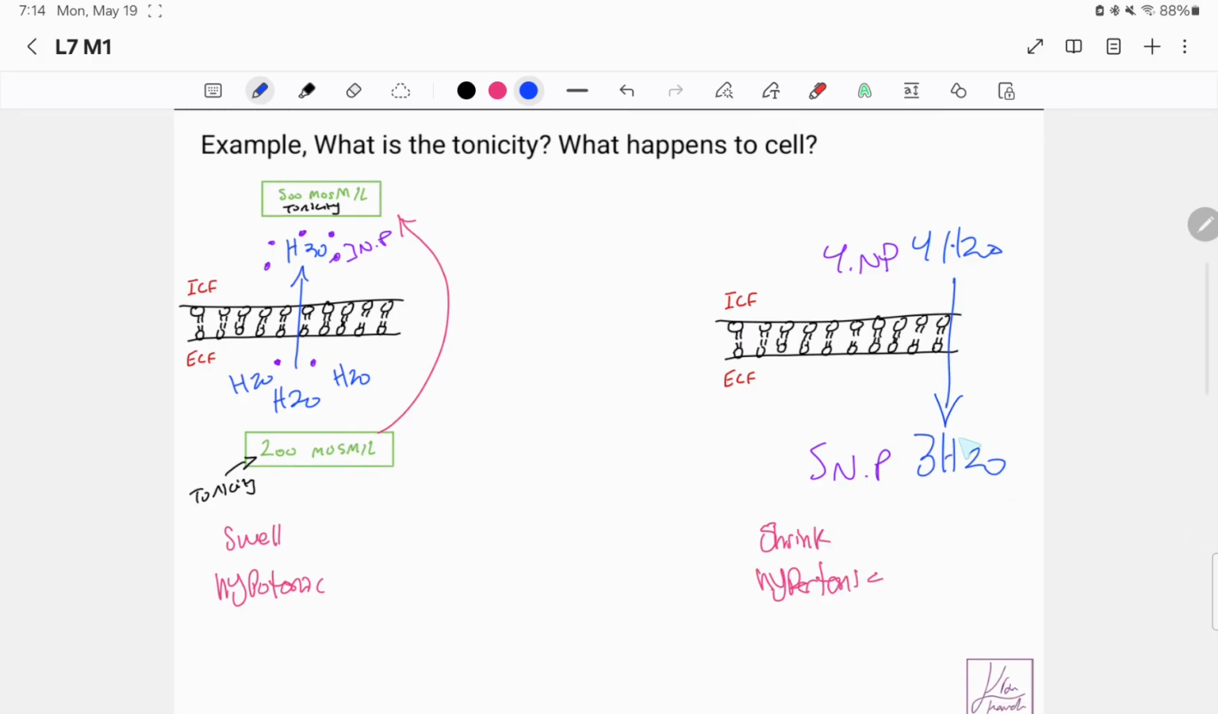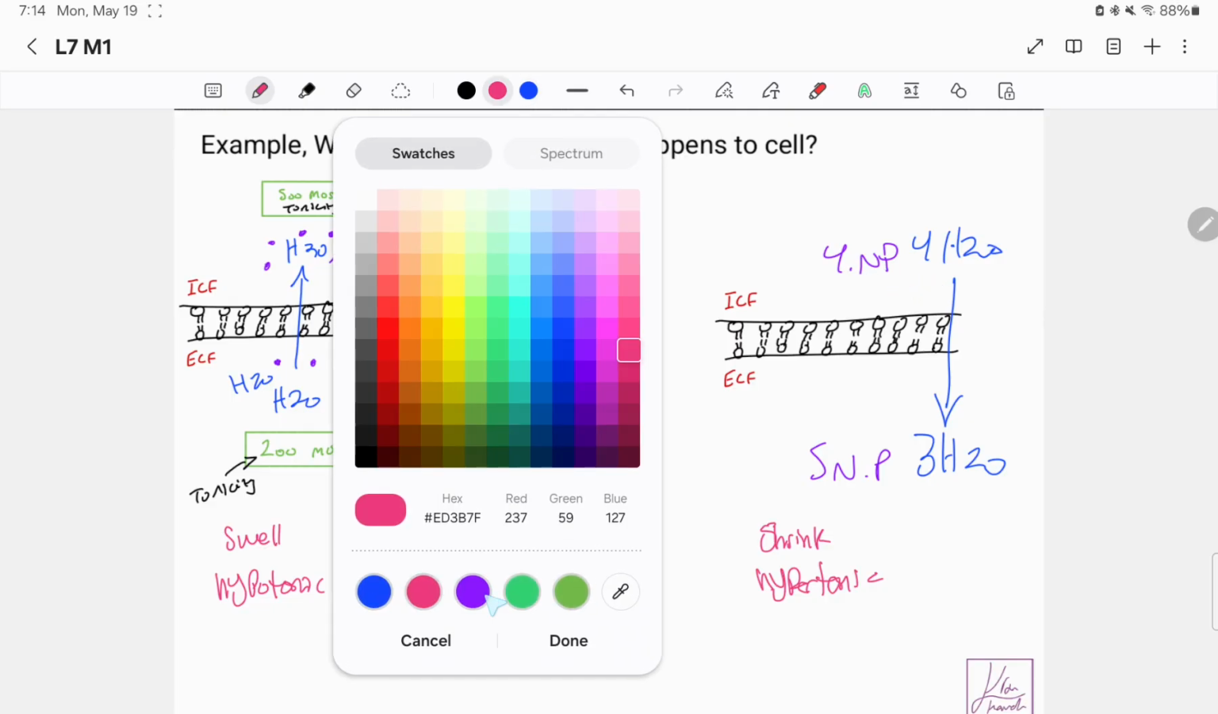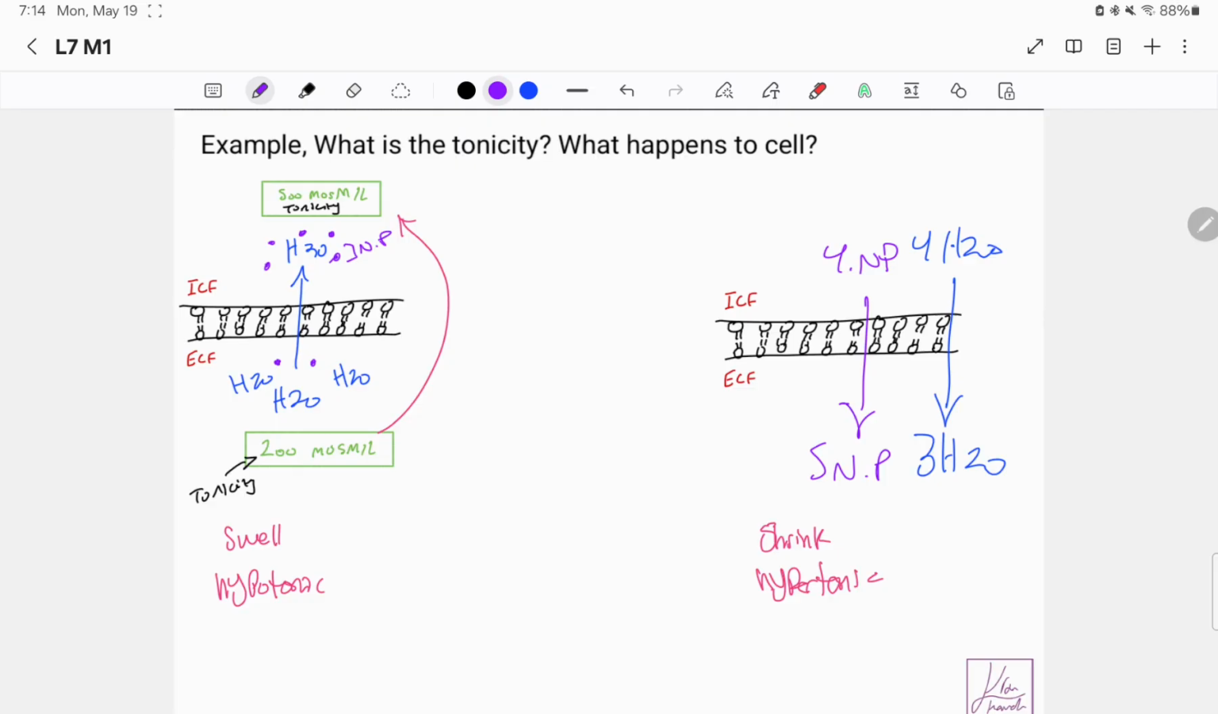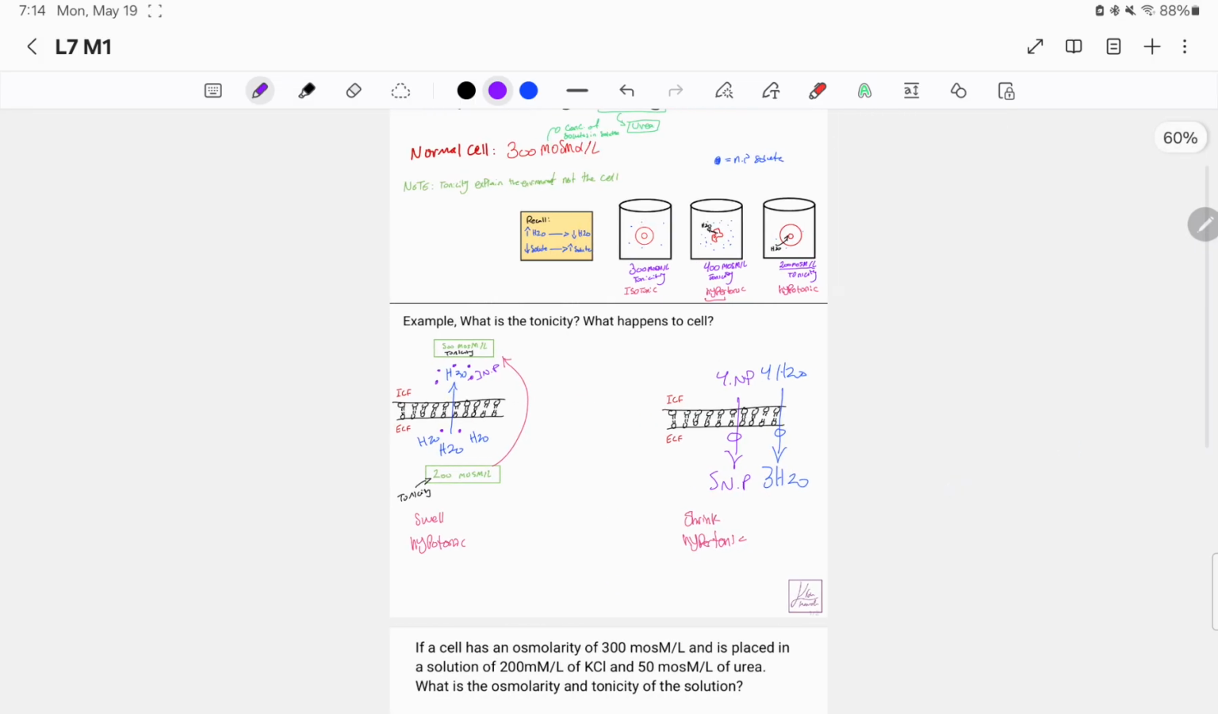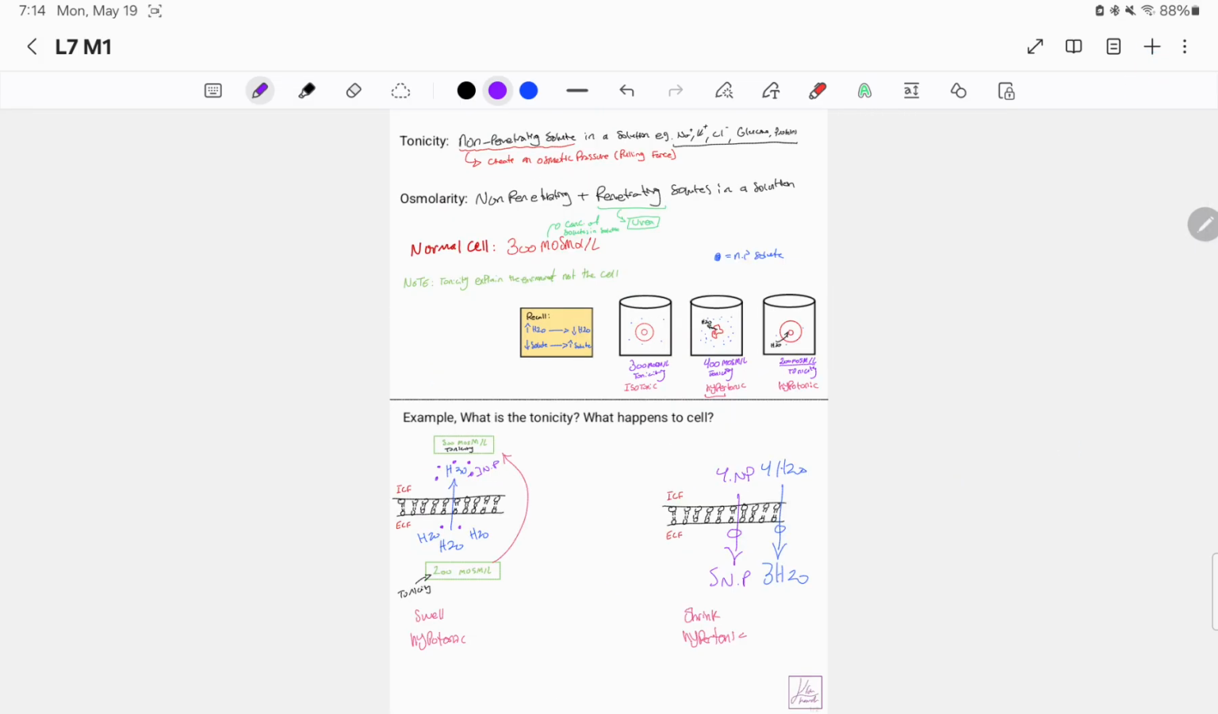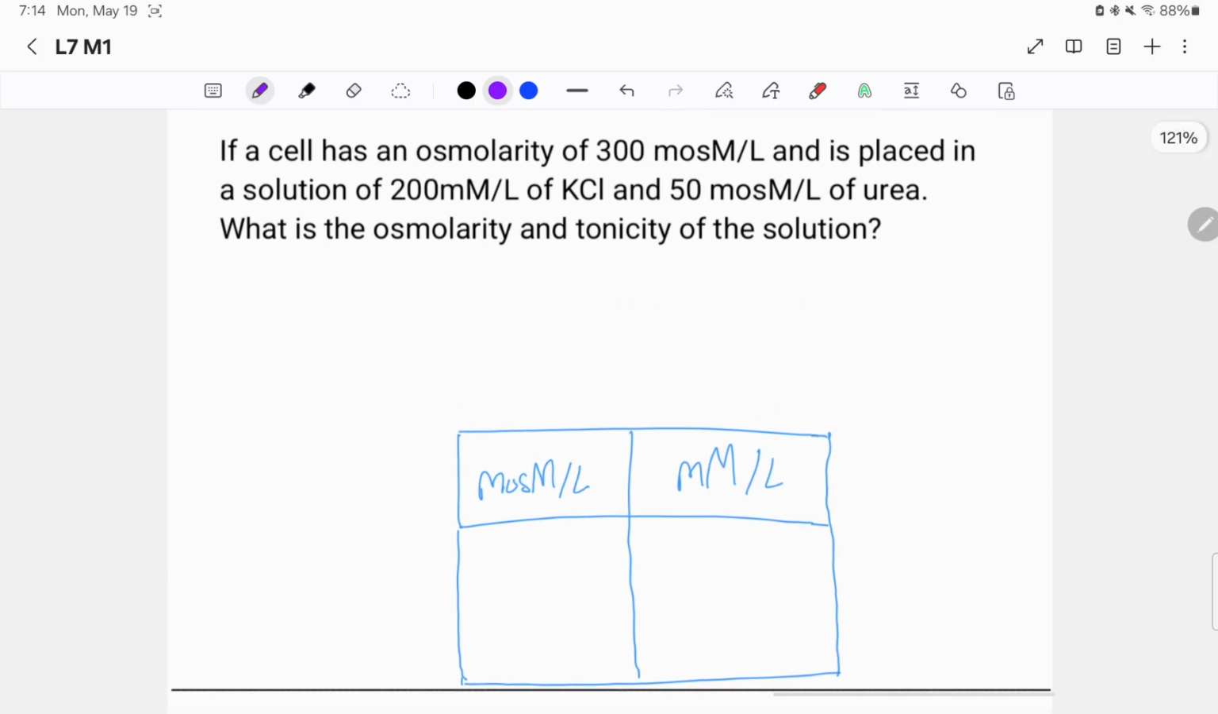Well, water moves down its concentration gradient, and it also goes from an area of low salt to high salt. So this one is the osmotic pressure, whereas this one is the concentration gradient. This concentration gradient is kind of pushing water in this direction, while the osmotic pressure is pulling water in this direction. Okay, beautiful. Let's move on to actually calculating a question.